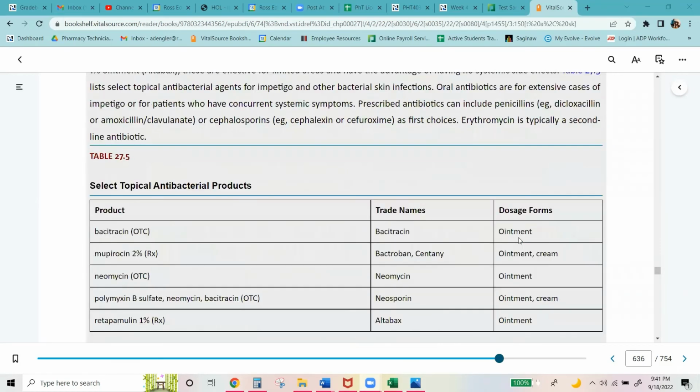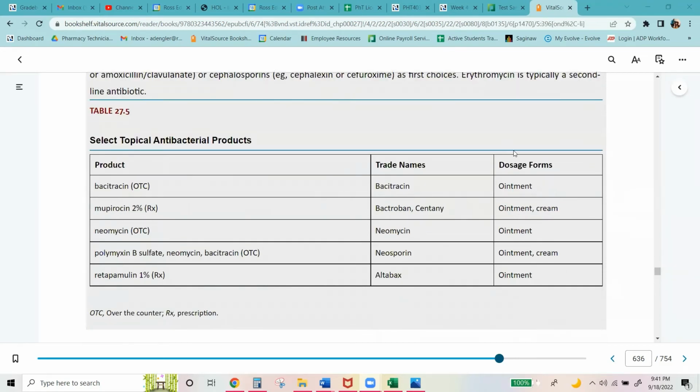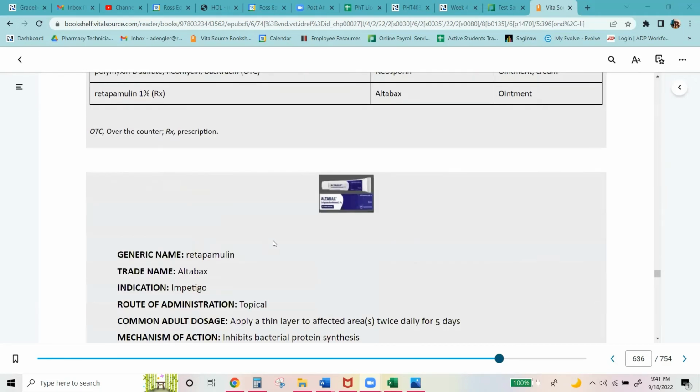And we have select topical antibacterial products. Bacitracin is over the counter. Bactroban does require a prescription. Neomycin you can get over the counter. Neosporin, your triple antibiotic ointment, you can get over the counter. And Ultibax is prescription only.